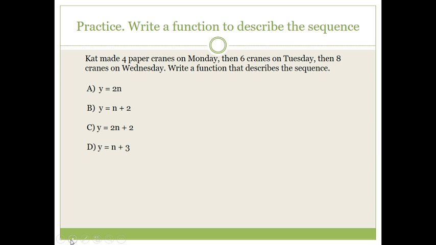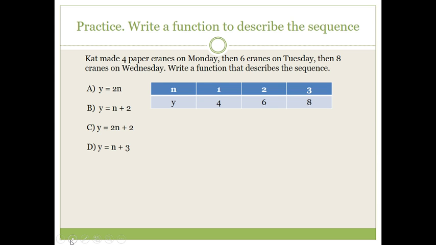How about we write a function to describe this sequence? So here they're telling us that Kat made 4 paper cranes on Monday, then 6 cranes on Tuesday, then 8 cranes on Wednesday, and write a function that describes this sequence. And then they give you the answer choices here. So I'm going to take a moment and write my function table. I want you to take a moment to practice to see if you can decide which of these function rules describes this sequence.